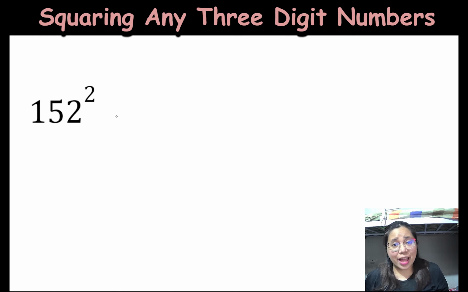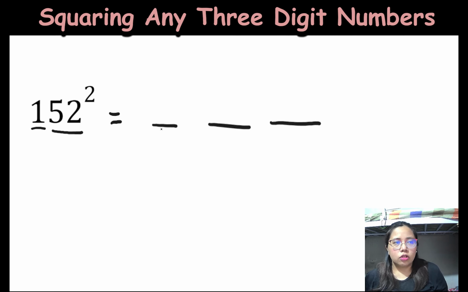Okay, so next example, we have 152 square. To solve this, una, maglagay tayo ng tatlong linya. And then, hatiin natin ulit yung given sa dalawang parts, so that the first part will be 1 and second part natin is 52. So, dito sa first line, kunin natin yung 1 square.